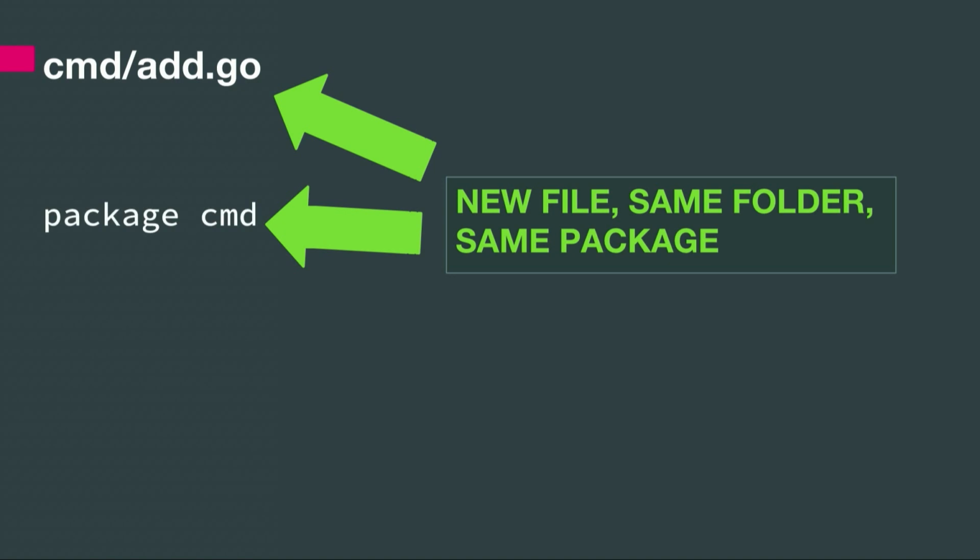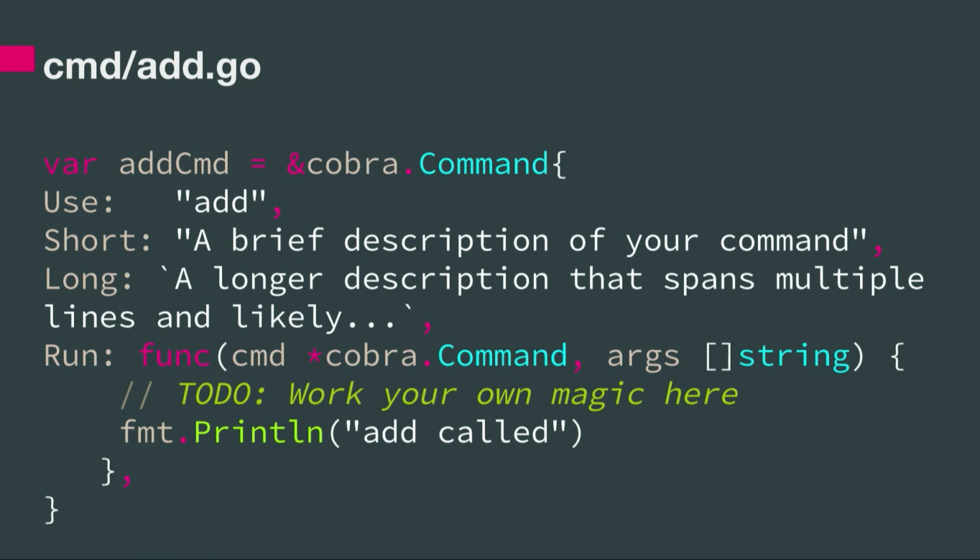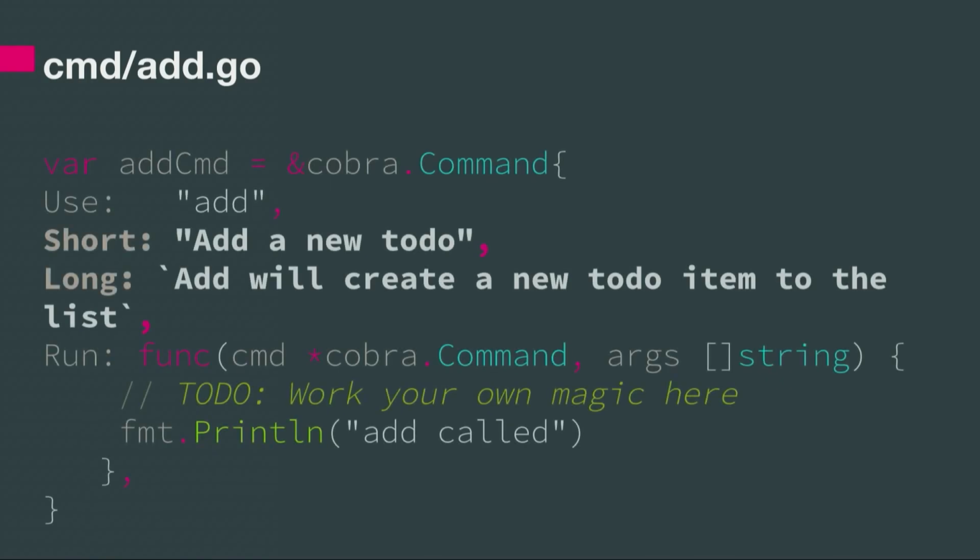So go into add.go. All right, this is a new file in the same folder as your other command. You'll notice the package is the same. And you notice it has a struct already there created for you. So Steve already did all the hard work. Well, Cobra did. Yeah, well, same thing. And just like before, we're going to change the strings so they match what we expect. I'll leave this up for a minute.